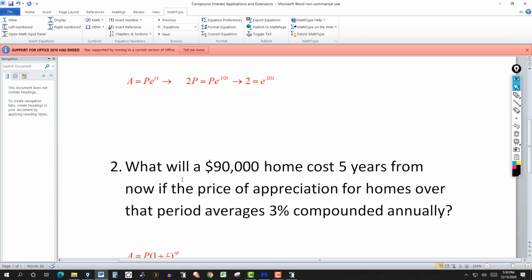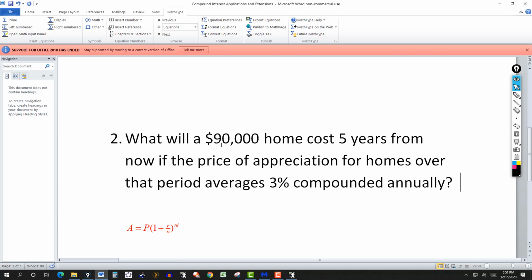On the next one, what will a $90,000 home cost in 5 years from now if the price appreciation for the homes over that period averages 3% compounded annually? Basically like inflation. It's going to cost you more in 5 years than it does now. So this involves almost the same thing as finding compound interest of a certain investment. In this case it's 90,000. And here's your formula. Consider P the value of the house now, which is 90,000. Interest rate is 3% compounded annually.